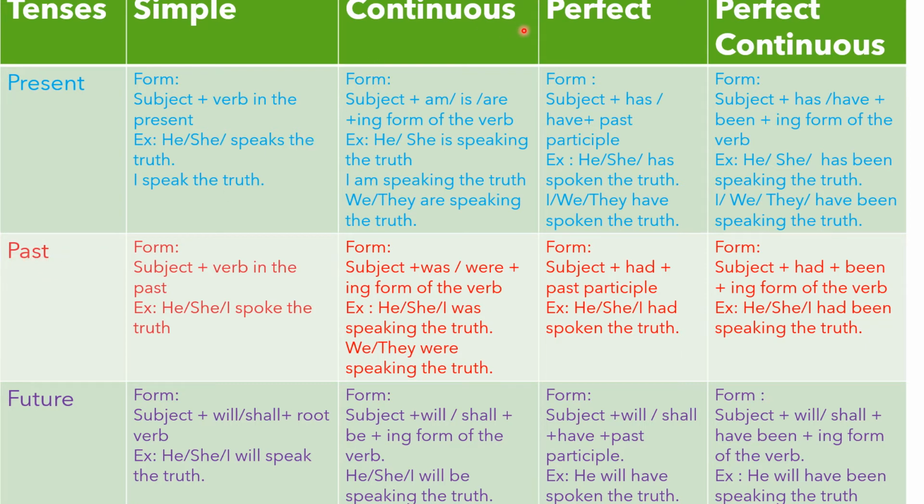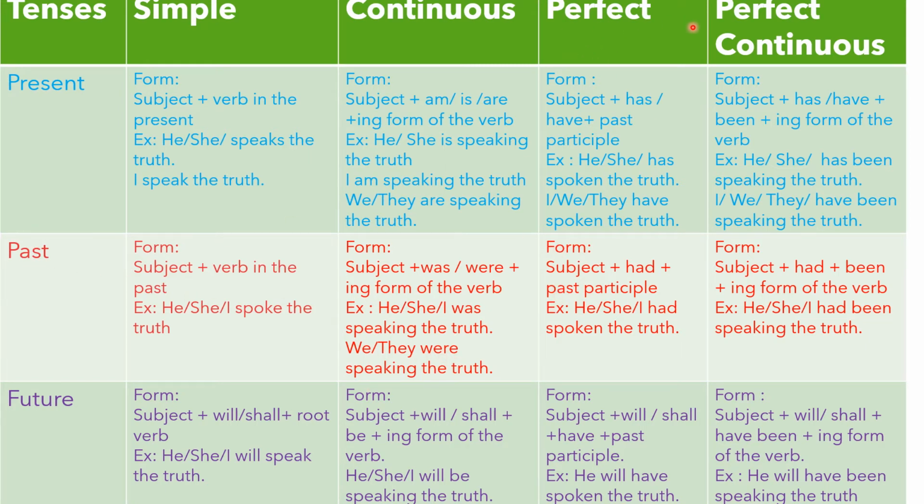Past continuous. Form of the past continuous: subject, was or were, plus the ing form of the verb. So the example is he, she, I, followed by was. Speaking is the ing form of speak: speaking the truth. If the subject is we or they, then you will use were. It cannot be was. We was, it's wrong. We were speaking the truth. They were speaking the truth.